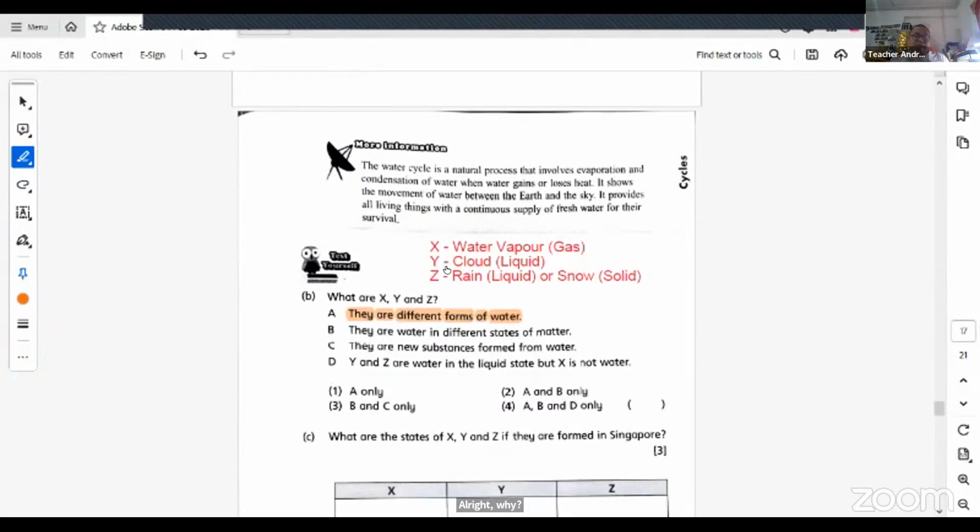We have water vapor, cloud, water droplets, rain, or snow: different forms. I can also say that they are water in different states, because gas, solid, liquid. But we cannot say that they are new substances, because they are still water, just at different stages. We cannot say that Y and Z are water in liquid form, because in some countries, if the weather is cold enough, the rain becomes snow. Therefore, the answer for this question is number 2.